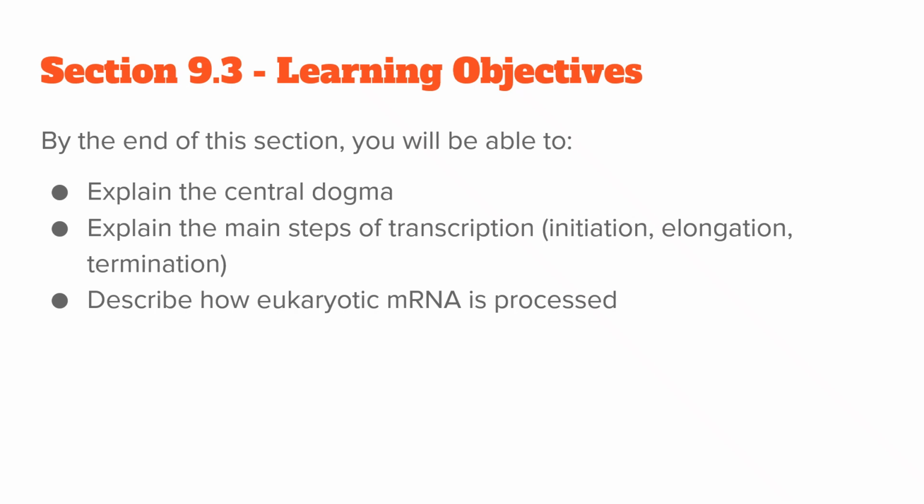By the end of this section, you should be able to explain the central dogma, the overall flow of genetic information in the cell. You'll also be able to describe the three stages of transcription: initiation, elongation, and termination. And finally, you'll be able to explain the processing steps that eukaryotic mRNA undergoes before it's ready to be translated into protein.